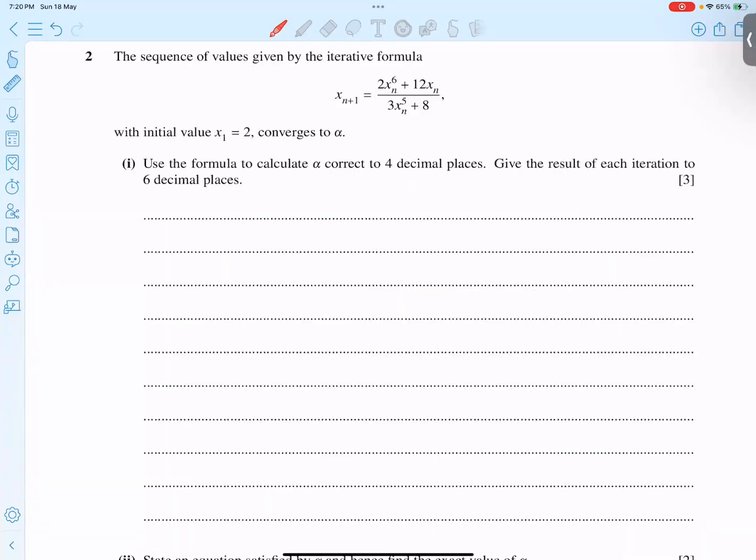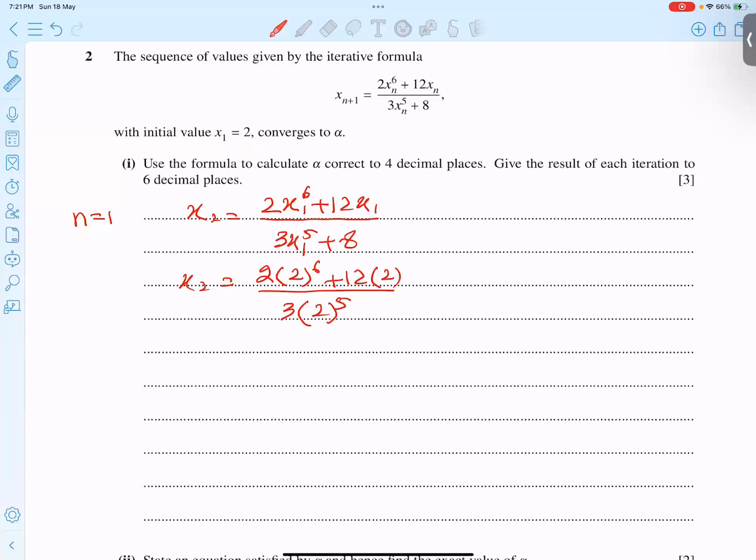Question number two, students. He says x1 is 2, the initial value, and it converges to alpha. Use a formula to calculate alpha. So first of all, I'll plug in n equals 1 in the whole equation. So I got a 2 here, a 1 here, a 1 here, 3 times 1 to the power 5 plus 8. Replace every x value by 2. So 2 times 2 to the power 6, and here 2, and here 2 to the power 5 plus 8.